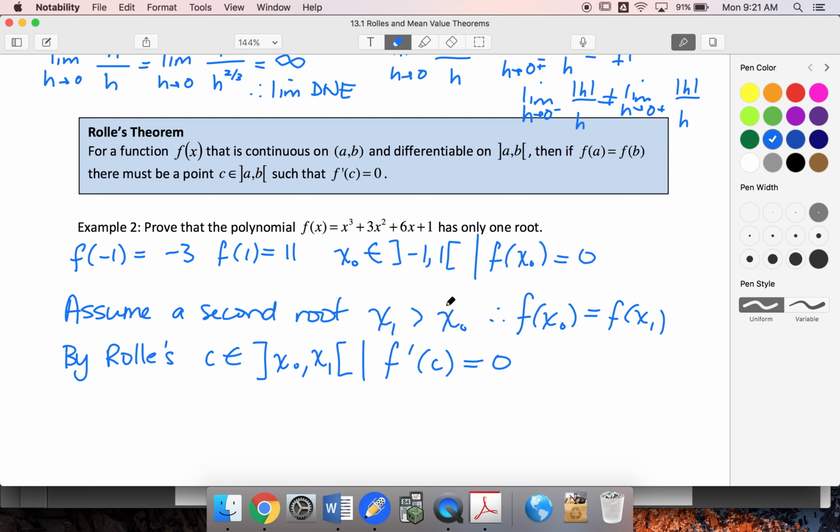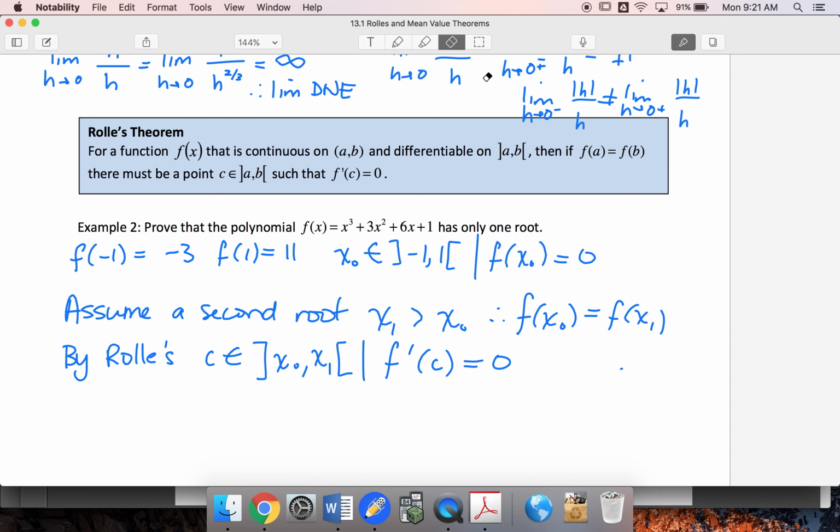So if we have a second root, the y values are equal. They also just happen to be 0. But what Rolle's theorem says is because those have the same y value, remember, I've turned around to get back there, so there must be a max or min between them.